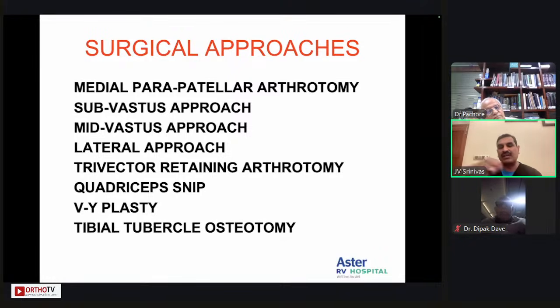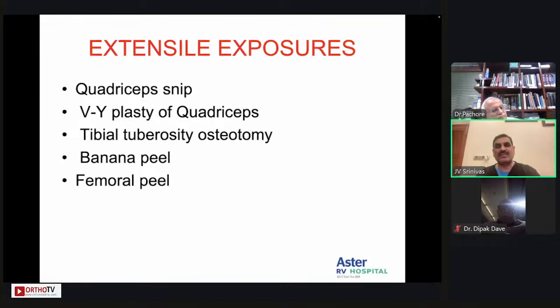If the extensor mechanism is completely contracted, and you want to lengthen it, then the only option is VY-plasty proximally. If your patella is situated in the right place, you do a VY-plasty proximally, then you get a range of movement in the knee. Or if the patella is abnormally situated, use a tibial tubercle osteotomy. You can proximalize or distalize based on the indication, and then you get a good exposure. So VY-plasty and tibial tubercle osteotomy are very important surgical approaches, which also address the extra-articular stiffness.